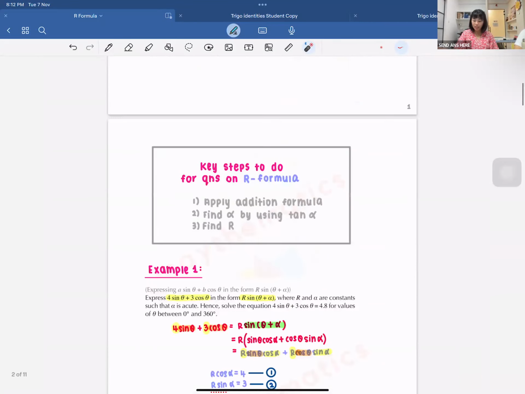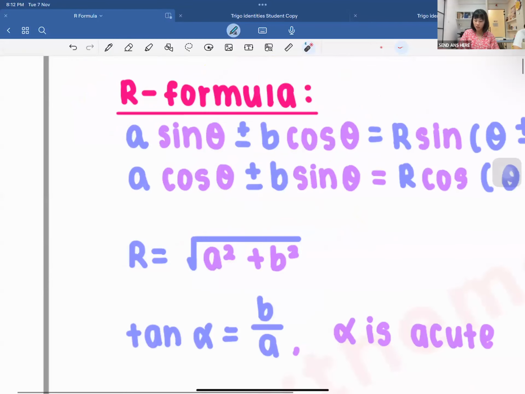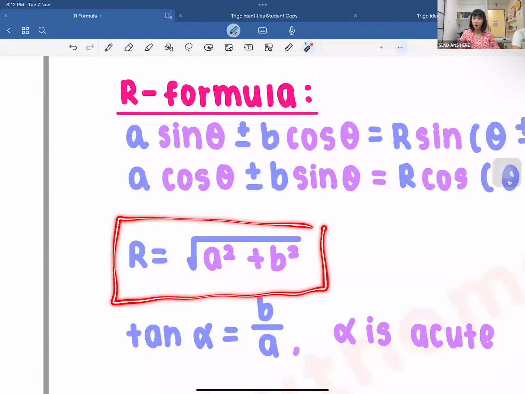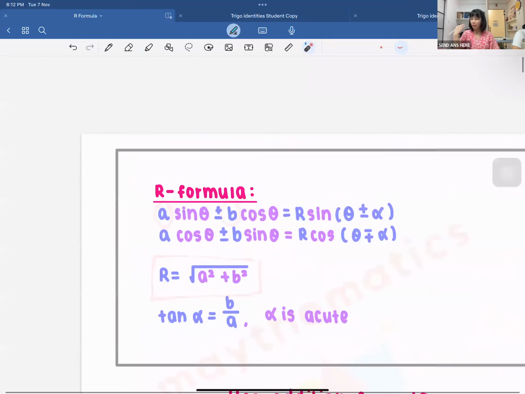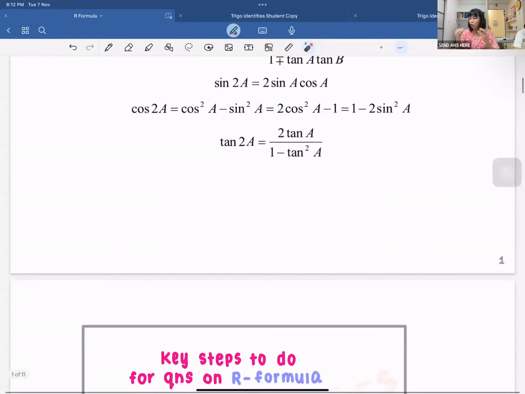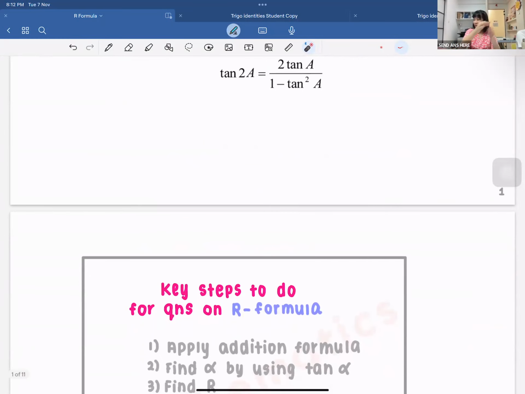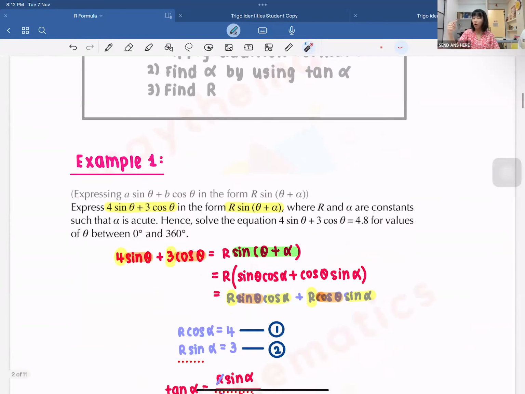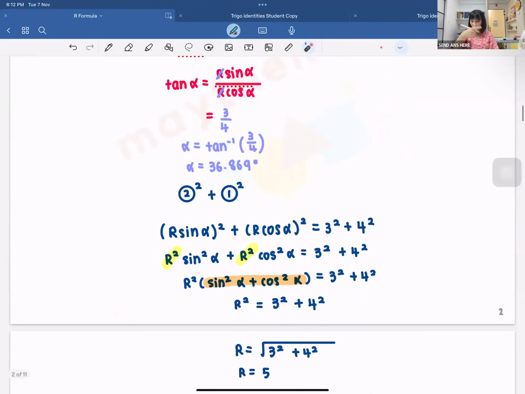Okay, but I tell you guys, if you memorize the formula, it's only going to be one step. Remember, R is just the square root of a squared plus b squared. The a comes from the number here, the b comes from the number here. You just do it, you straight away get R. You don't need to be so long-winded like me. The long-winded way I do it is to show you guys why the formula is like that. Why R is square root of a squared plus b squared is because of how I do it here.